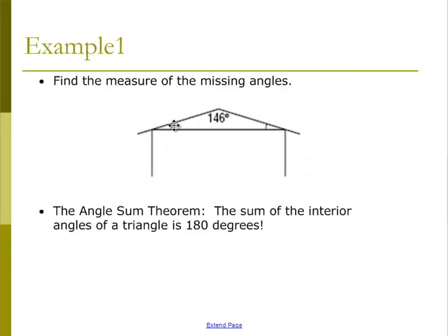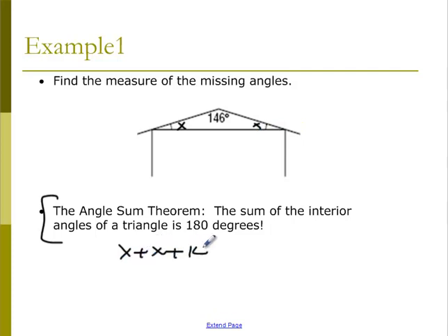So I want to find the measure of the missing angles, and the missing angles are the two right here, and I'm going to call them x. Now, the key part to this one especially is we need to know the angle sum theorem. The angle sum theorem says that the sum of the interior angles is 180 degrees. Any triangle always has three angles that add up to 180 degrees.